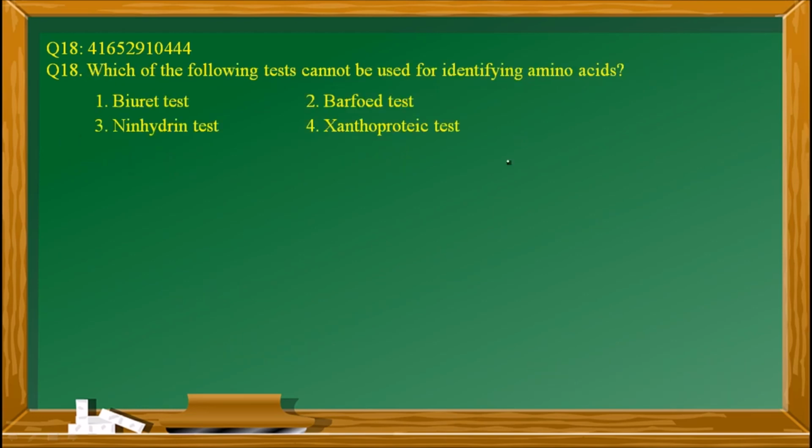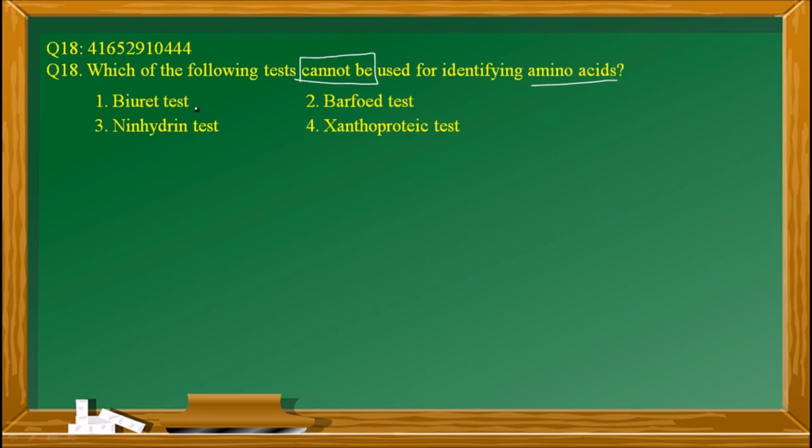Next, question number 18. Which of the following tests cannot be used for identifying amino acids? Dear friends, amino acids identification test. What is the test? Just now we saw the ninhydrin test. So they are asking cannot be used. Dear friends, again please follow these keywords. They are asking cannot be used. Yes, the ninhydrin test can be used, but they are asking cannot be.